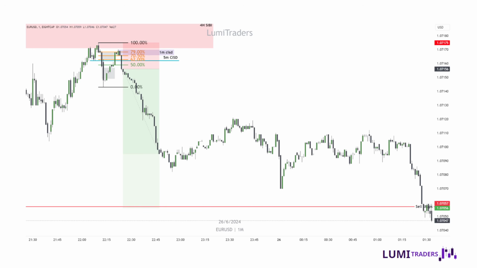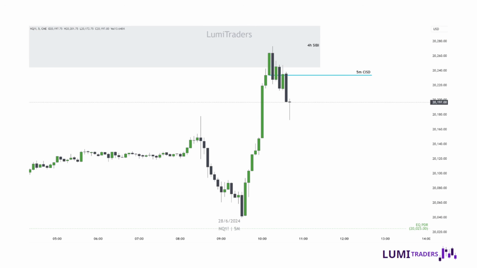Let's take a look at another example. In Q example, by the way, from last week, we reached 4-hour fair value gap. Perfect. Now we got 5 minute change in the state of delivery. Nice.